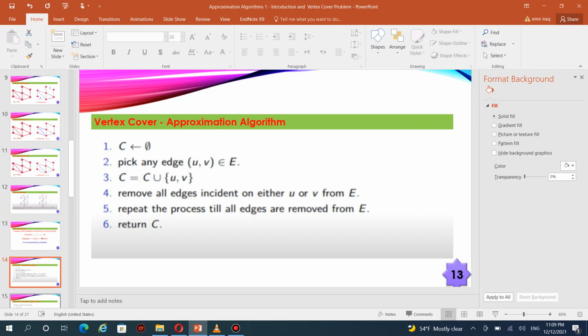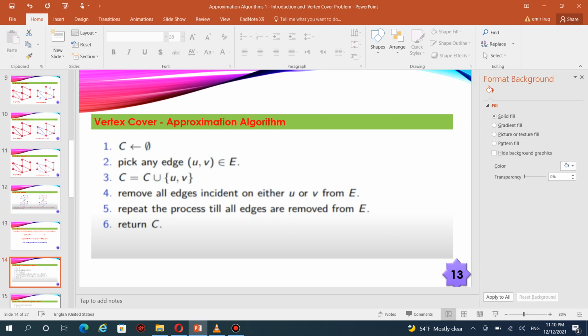So we'll start with C, the group of solution. We start with 0. We see the solution as null. Then we pick an edge. In the next step, we will pick an edge UV from the set of edges E. Then we add the vertices of this edge to our solution by writing C equals C union U and V.